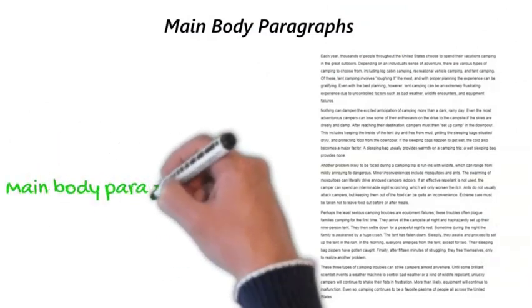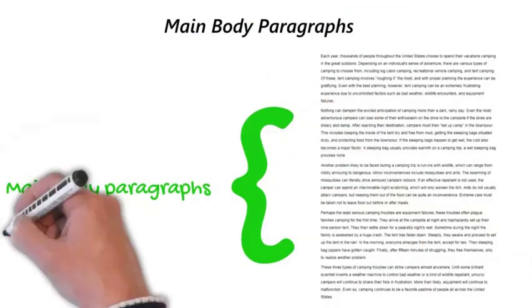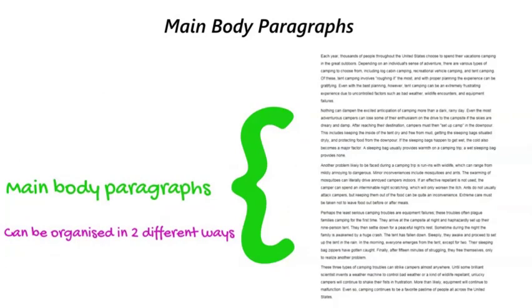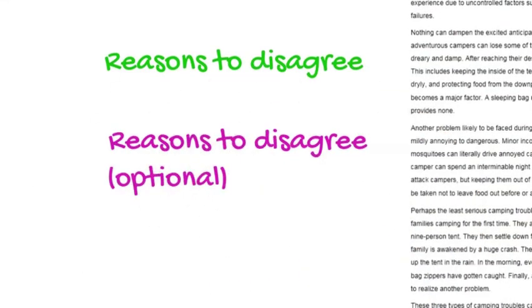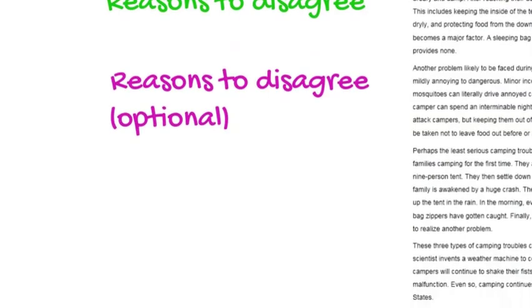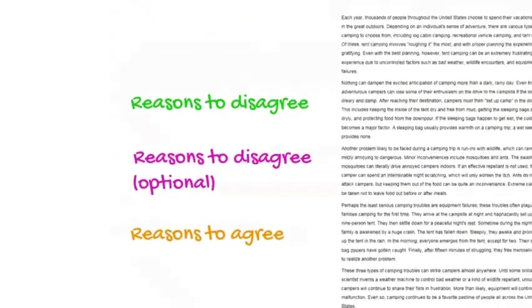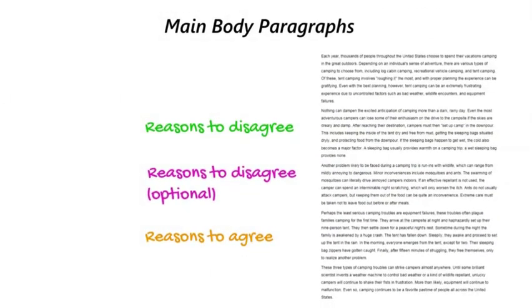As discussed in a previous video, we can organize the main body paragraphs in two different ways. For this essay, we can divide the main body paragraphs as follows. We can group together the reasons to disagree in one or two paragraphs and reasons to agree in another. I'm disagreeing, so I'll put the reasons to disagree first.